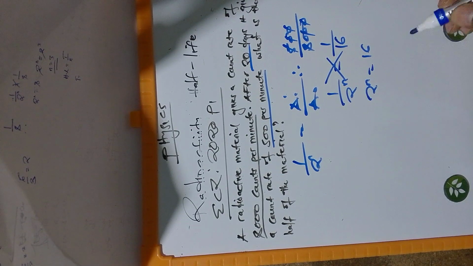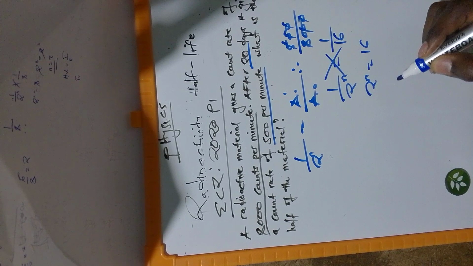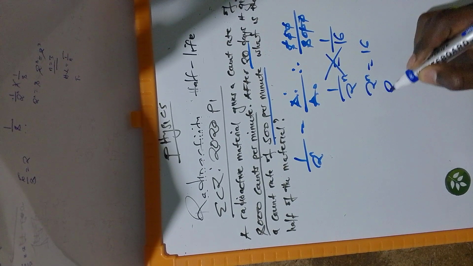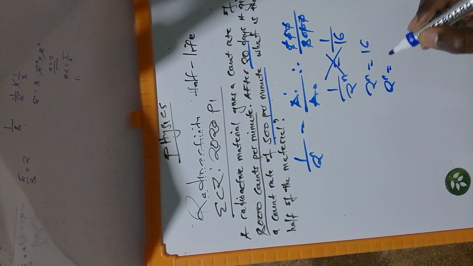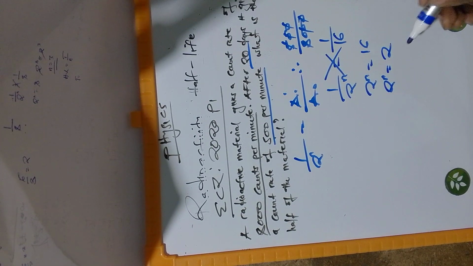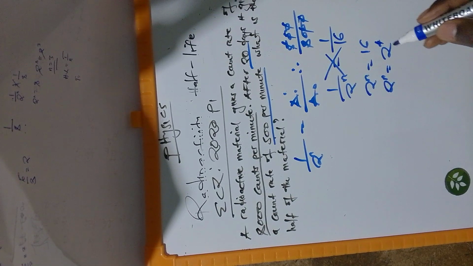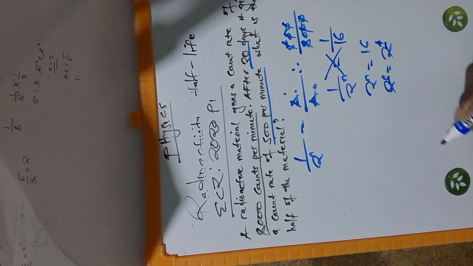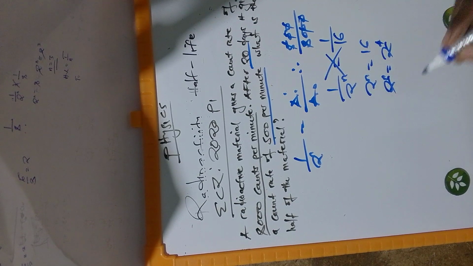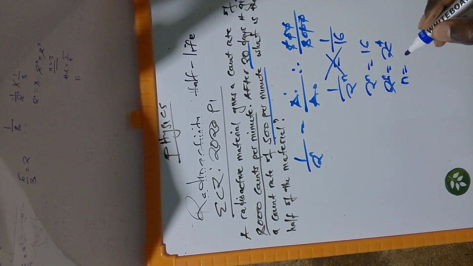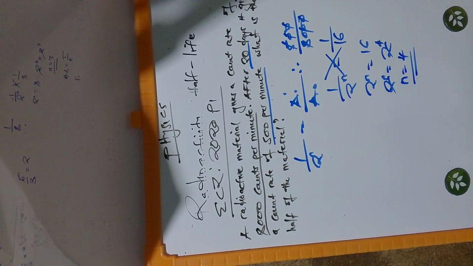So we'll say 2 to the power n is equal to 2 to the power of something. So how many times can we multiply 2 to get 16? It will give us 4. So 2 to the power n is equal to 2 to the power 4. Now the bases are the same, so we can cancel them. Then you say n is equal to 4. So we have found that n is equivalent to 4.